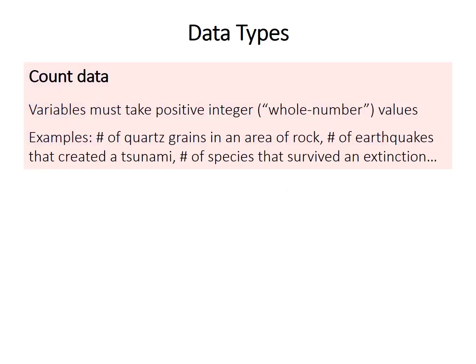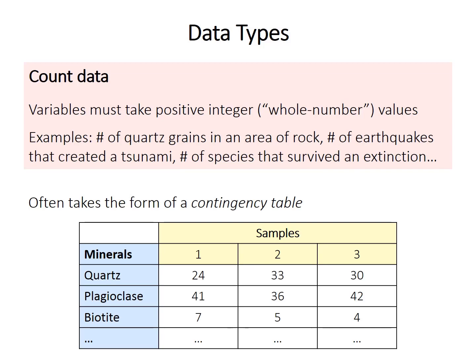So the other main type of data is called count data. These are counts of items in categories, like the number of quartz grains in an area of rock, the number of species that survived an extinction, and so forth. Because they're counts, they must be positive values and they must be integers or whole numbers. You can't have a fraction of a species or half a quartz grain. So this data often comes in the form of a contingency table, which lists the counts of items in the categories. And we will come back to this type of data in a couple weeks.